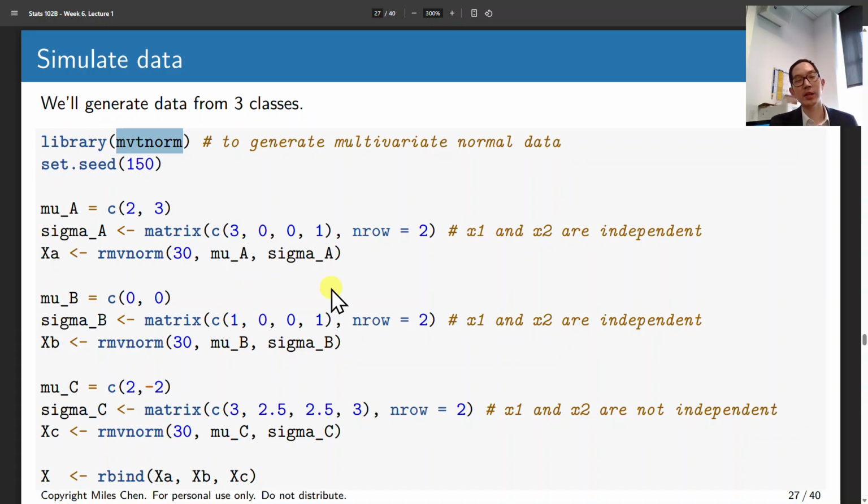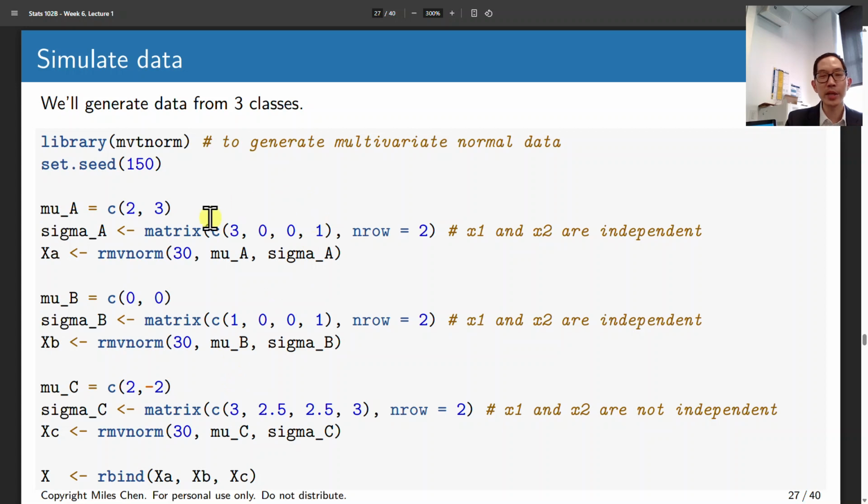And so I am going to generate values from 3 cases. We're going to have three categories or classes: class A, class B, and class C. The mean vector for class A is (2, 3). Just imagine your coordinate plane, so (2, 3) is in the upper right. For class B, the mean is (0, 0), so at the origin. And class C is going to be (2, -2), so it will be at the lower right.